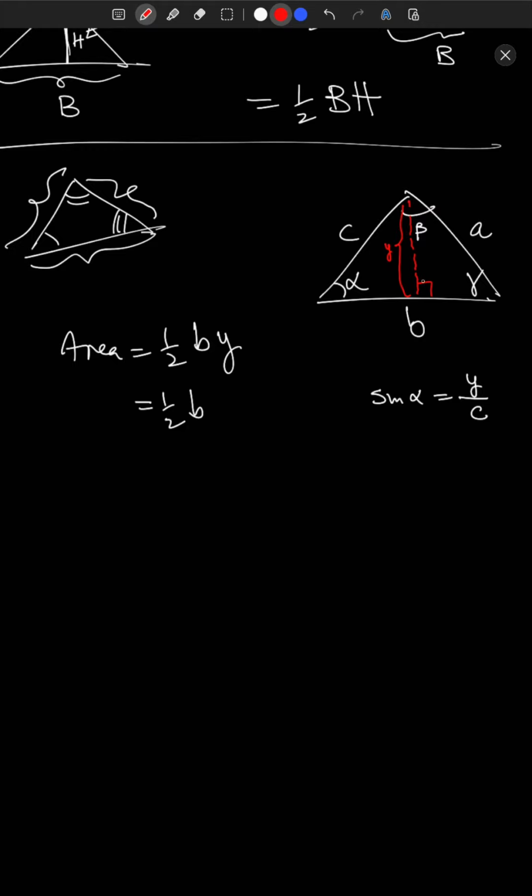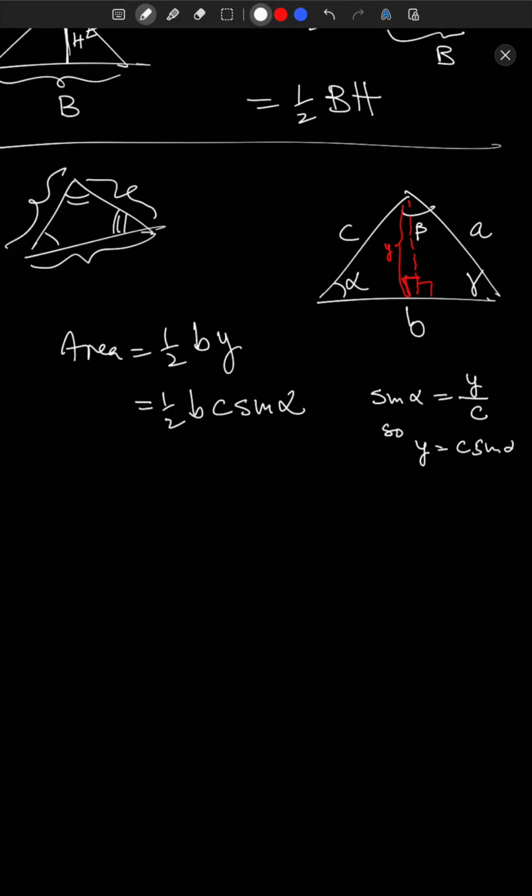Because again, we've done this many times. We've dropped this perpendicular, so we have a right triangle right there, all right? And so y is equal to c sine of alpha, right? And so this y up here in the area formula can become c sine alpha, all right?